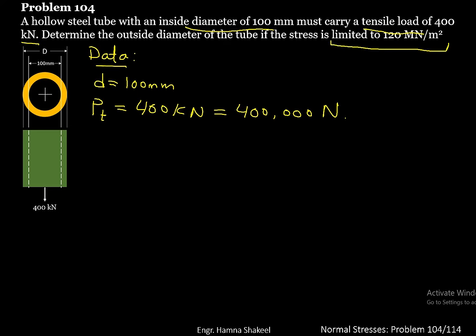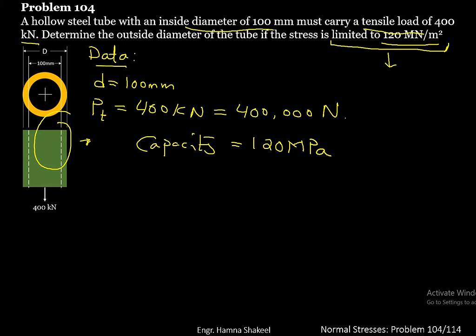The stress is limited to 120 megapascal. So it means that if you apply stress more than 120 megapascal on this tube, it will either break or it will fail. In other words, you can say that the capacity of this rod is 120 megapascal, right? So this will become your tensile stress.